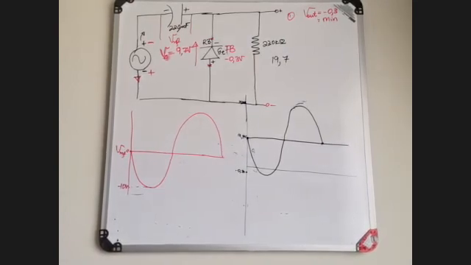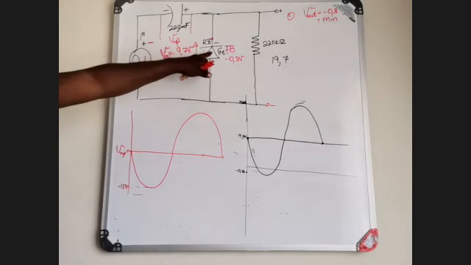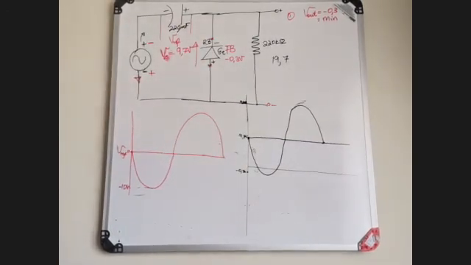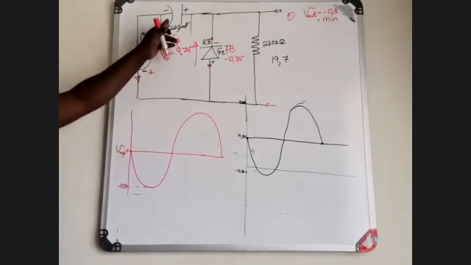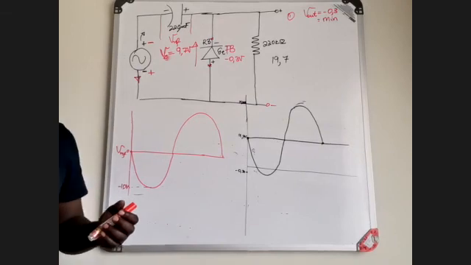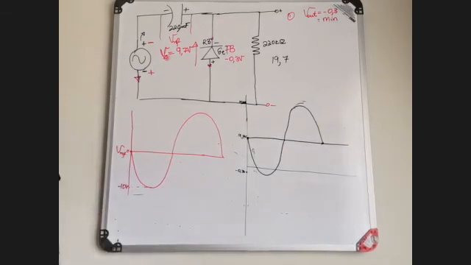For you to be able to establish whether it is a positive clamper or a negative clamper, you need to look at how your diode is connected and how your capacitor is connected. Once you establish these two, then you can know whether it is a positive clamper or a negative clamper circuit. Continuation of clamper circuit. We are done.